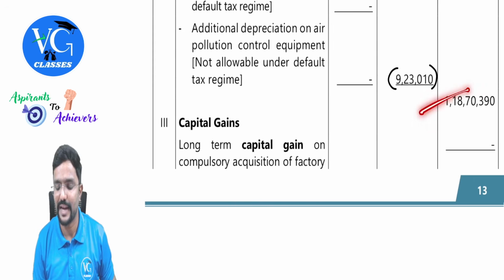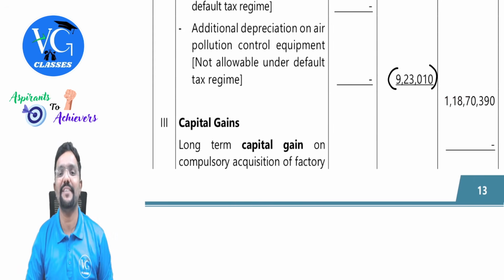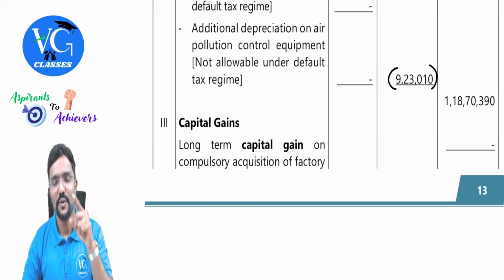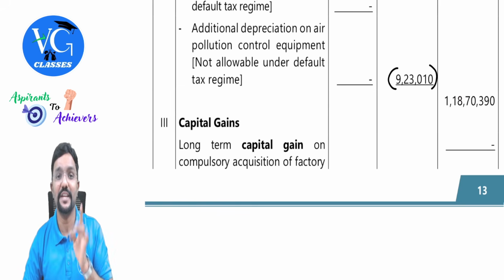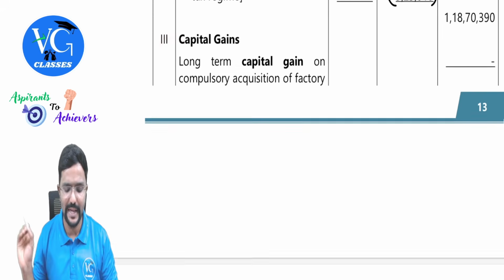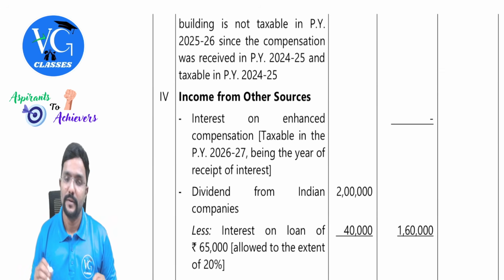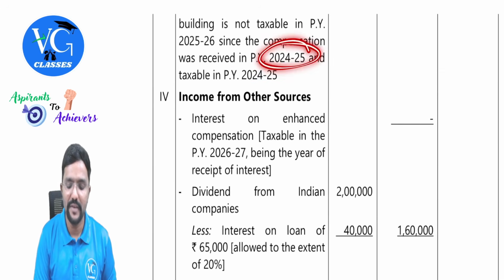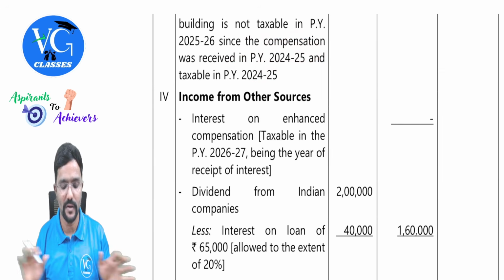So what is the business income, guys? 1 crore 18,70,390. Hope you got it. If you want, you can go back and check again if you have any confusion in any point. Coming to capital gains, not taxable, guys. It would have been taxed in the previous year, 24-25. So in the current year, not taxable.